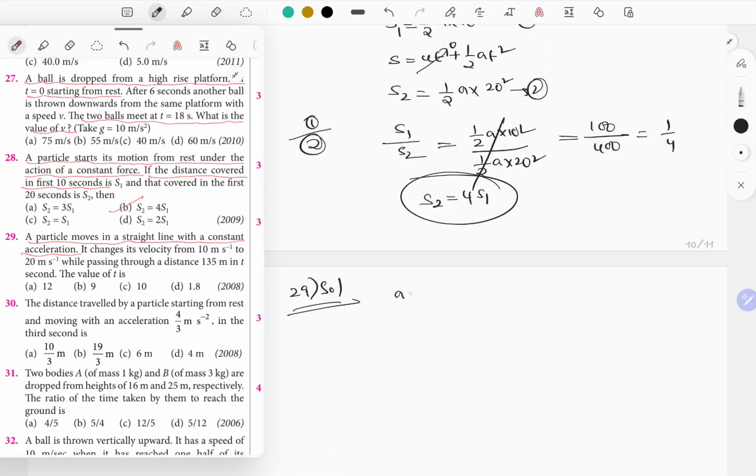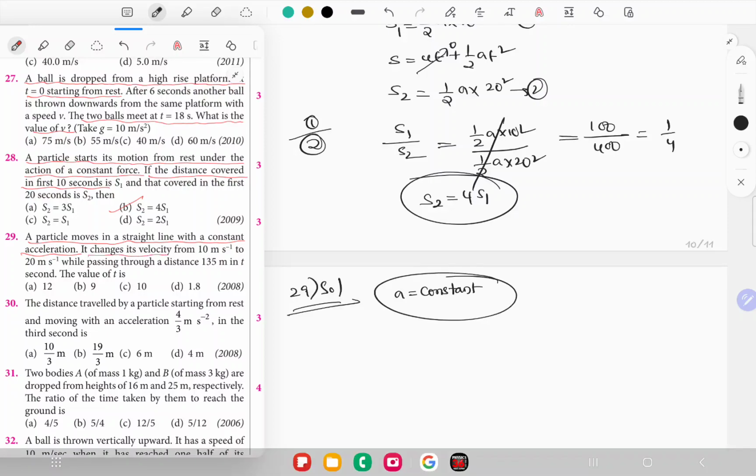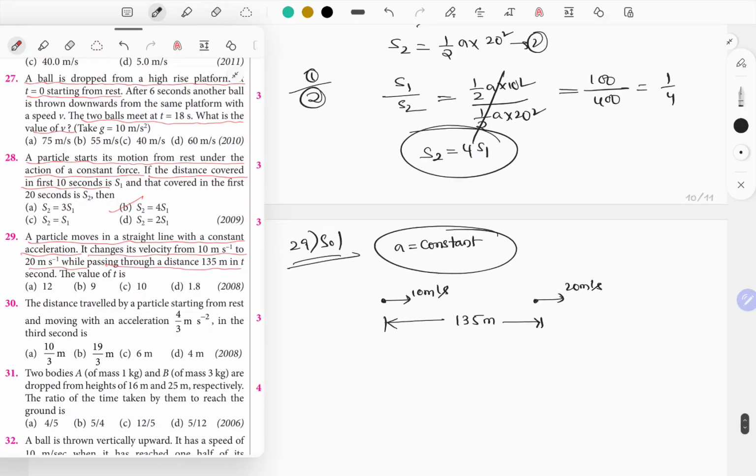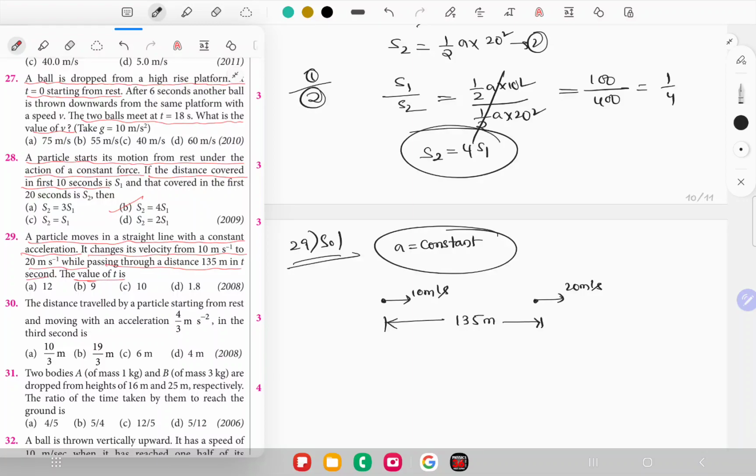Okay, super. A is equal to constant. That means we can apply kinematic equations. That's the purpose of this point. It changes its velocity from 10 meter per second to 20 meter per second while passing through a distance of 135 meter. Super. Initial velocity is going to be 10 meter per second. Final velocity is 20 meter per second. So distance of separation is 135 meter. Okay. Then what are they asking?